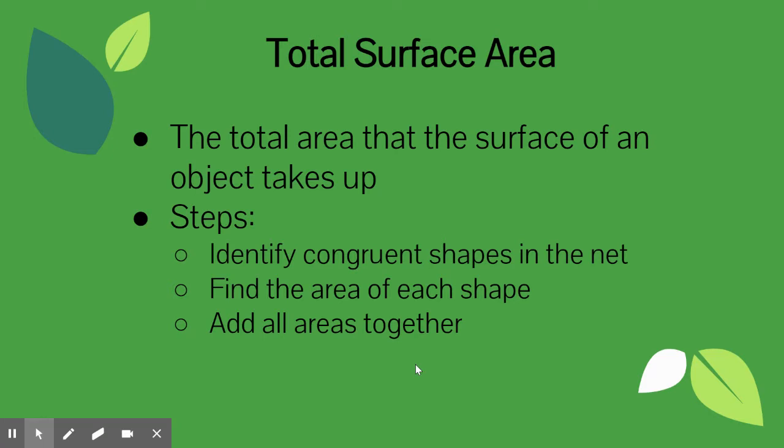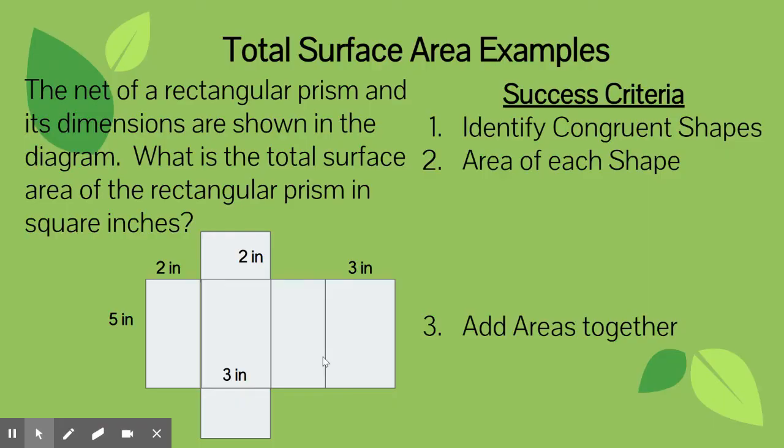The steps to find this: we want to identify our congruent shapes in the net. So I like to number them, because it is on paper, you can redraw them, and then I like to number them or color them so I know which ones match with which. And then find the area of each of the individual shapes, and then I'll add all the areas together. So this is exactly like what we did with composite figures. We've got to find the area of each shape in the net and then add all the areas together.